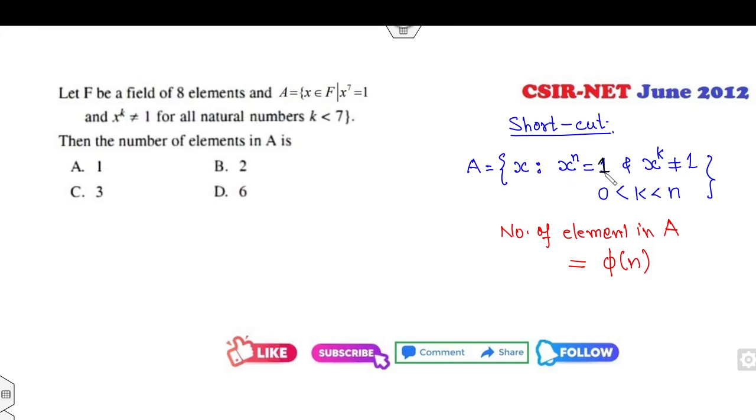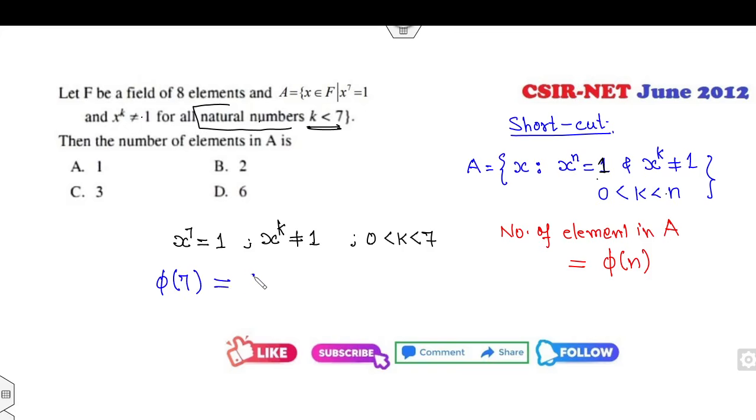So first of all check whether the property is satisfied. You can see x raised to power 7 is 1. That's satisfied. x raised to power k is not equal to 1. We only need to check whether k lies between 0 and 7 or not. So k is less than 7. Is it greater than 0? It's a natural number, so it is greater than 0. So what is the right answer of this problem? Phi of 7. 7 is a prime number, so the right answer is 6.